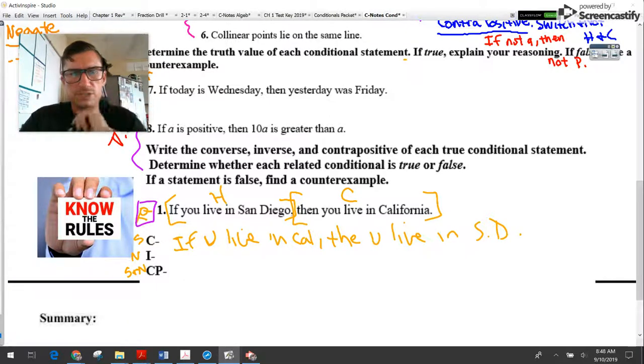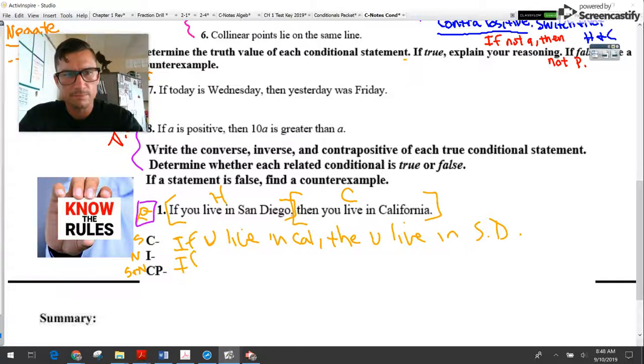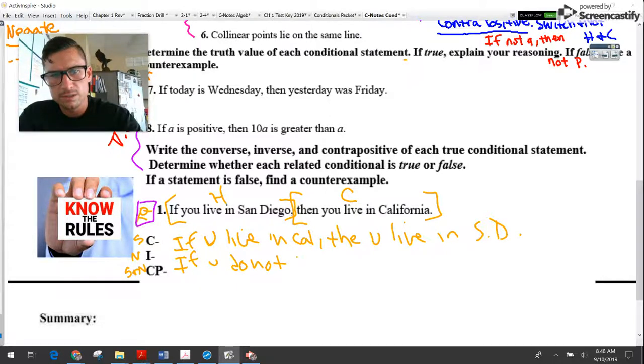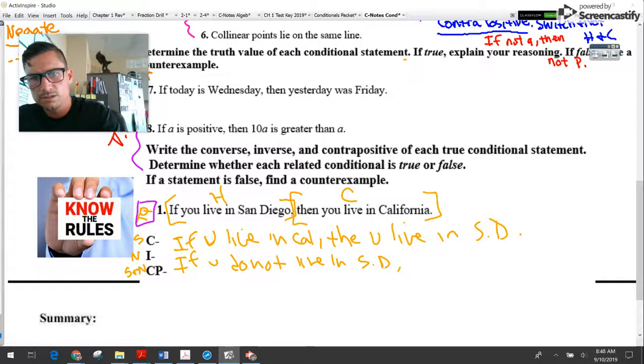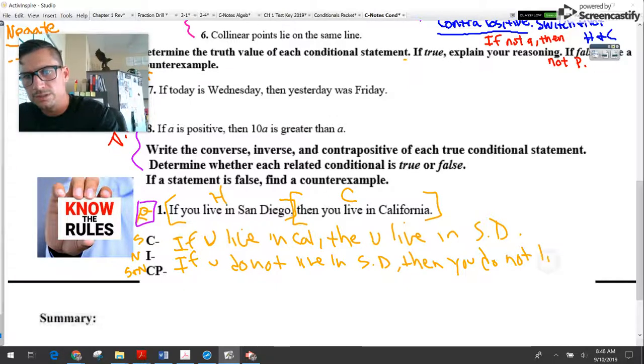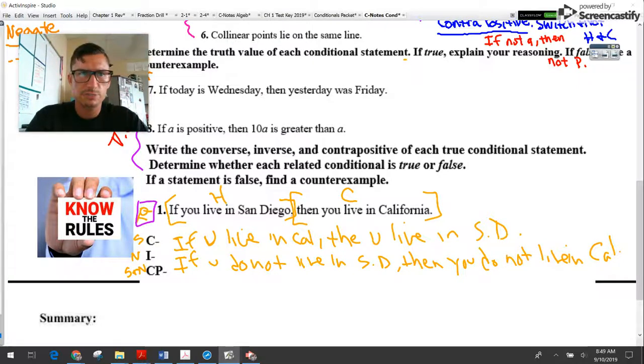Next one, inverse, is just putting not. So we're going to keep everything the same and just negate, which is not. So this would be if you do not live in San Diego, then you do not live in California. So there you notice that we didn't change anything. We just put not in front of the H and the C.